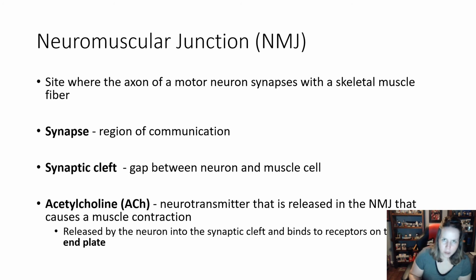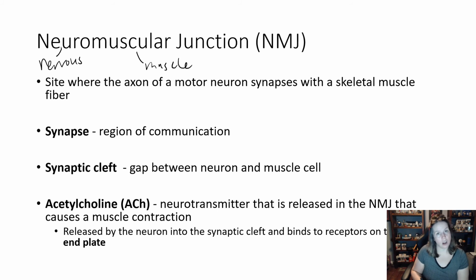So one final structure that we haven't talked about is something called the neuromuscular junction. I'll draw you guys a picture in just a minute. The neuromuscular junction, as the name sort of indicates, neuro means nervous or the brain, and muscular means muscle. So this is basically where the neuron meets the muscle plasma membrane.